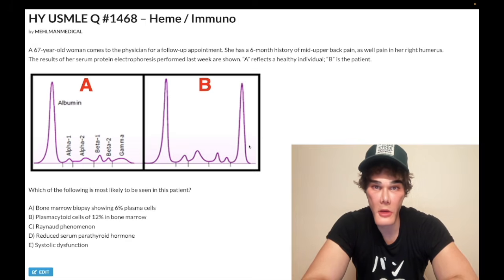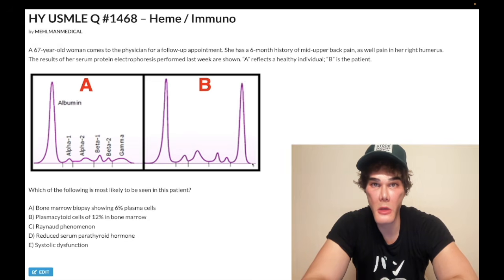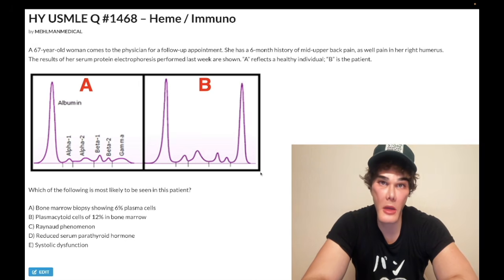So for Step 3, we would go on to do a bone marrow biopsy showing greater than 10% plasma cells. What's most likely seen? Patient choice A, 6% plasma cells in biopsy, is wrong because this would be MGUS, monoclonal gammopathy of undetermined significance. If a patient has an SPEP performed for whatever reason, and we see a spike like this, we would say, oh no, maybe that's multiple myeloma. We do a bone marrow biopsy, and if it's under 10%, it's MGUS, not multiple myeloma.